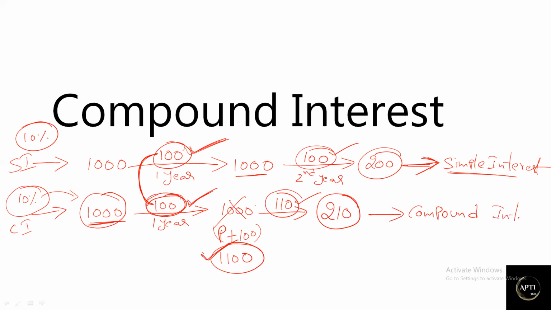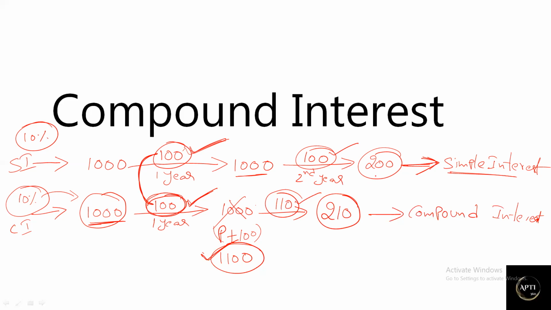The only thing you need to understand is that simple interest is earned every year on the principal amount. Compound interest is earned on the principal amount for the first year, and in the second year, third year and so on, it depends on the principal amount plus previous year interest. Principal amount plus previous year interest. So this is the only difference between simple interest and compound interest.